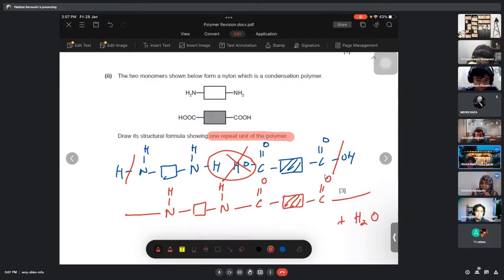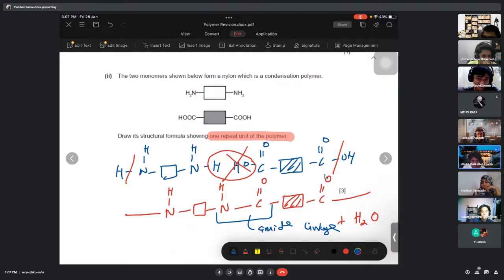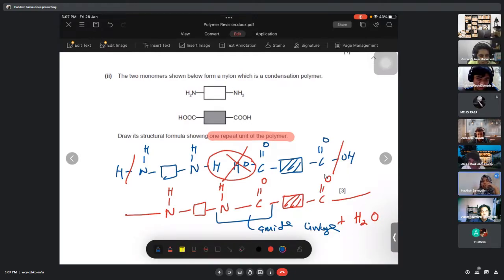What's the name of this linkage? Amide linkage. Okay, amide linkage. Yes, Abdul Malik, what's your question? Doesn't matter which order. In my drawing I put the shaded box first. That's fine, right? That's fine. As long as your linkage is correct, everything is correct, no problem.